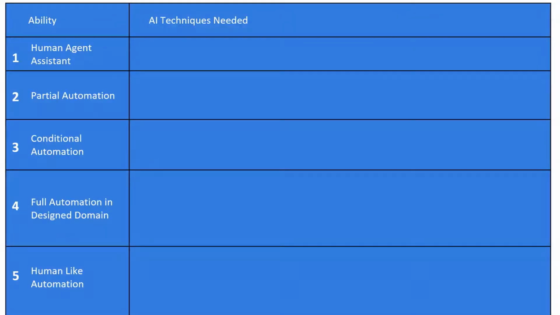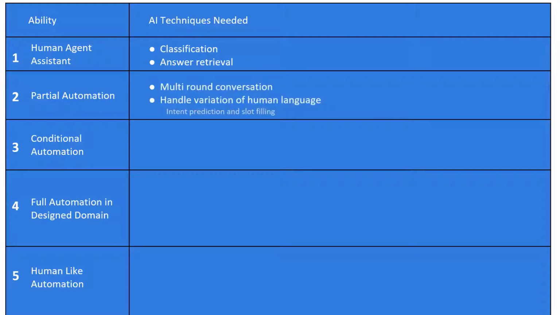Let me briefly talk about technique breakthroughs needed to go to each level. When we do level 1, we need simple technique like classification and answer retrieval. For level 2, we need to be able to handle multi-round conversation and handle variation of natural language. That means because for the same meaning, there are different ways to say it.